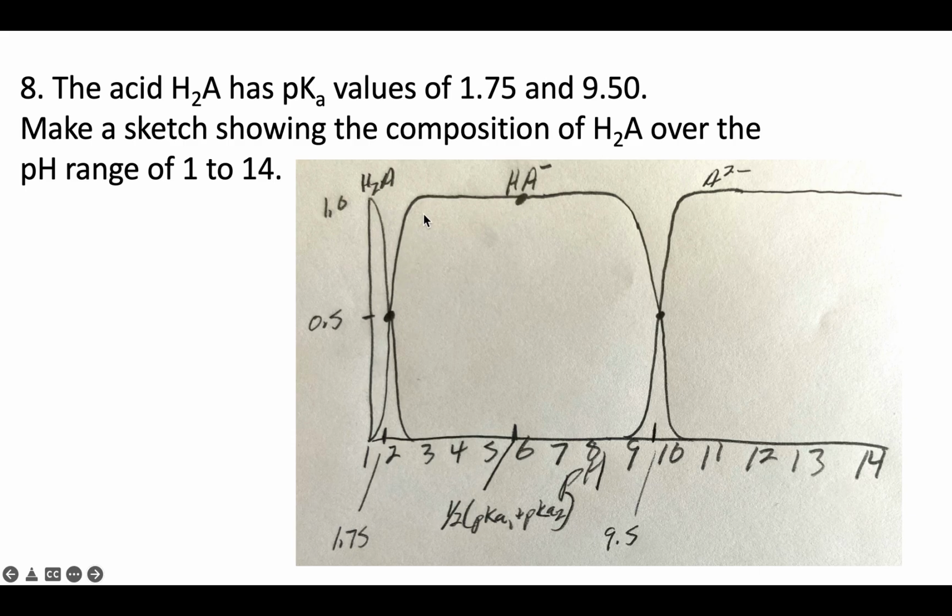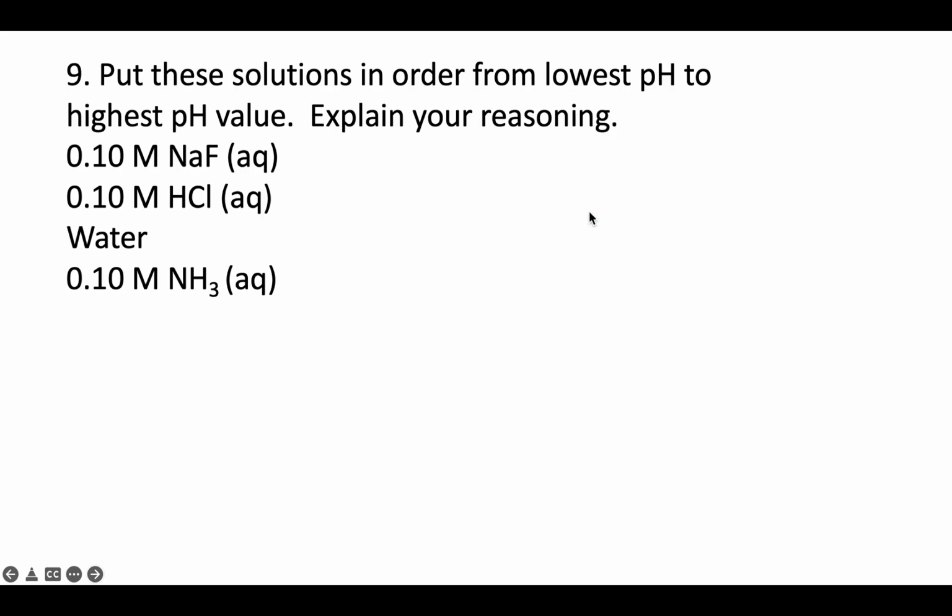I see these very steep slopes in each of the cases. Key things that I'd be initially looking for is how do I use those pKa values and relate them to aspects of the composition. Putting these in order based on pH, I think it would help to classify them first.